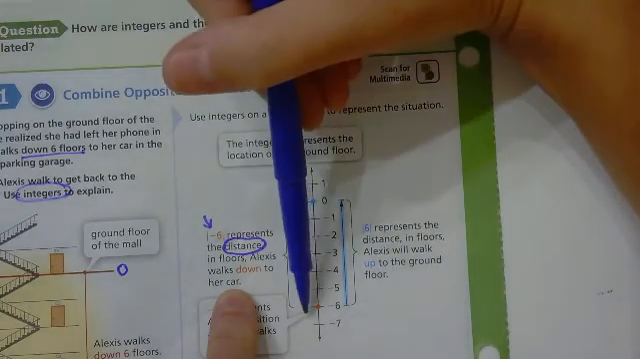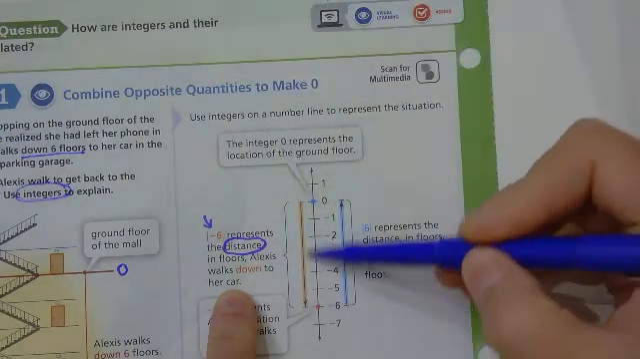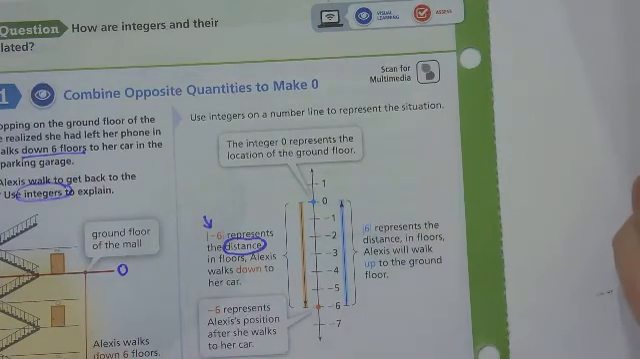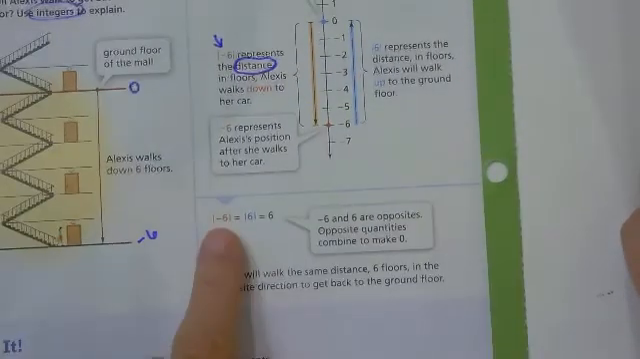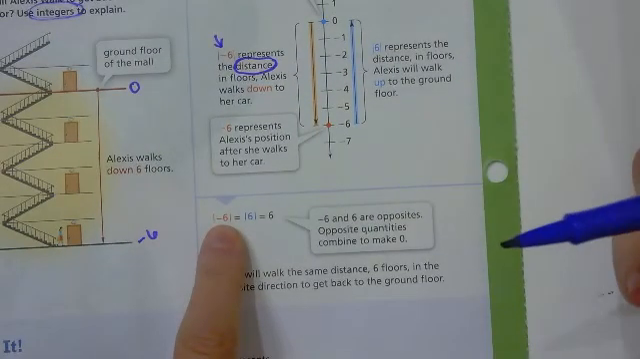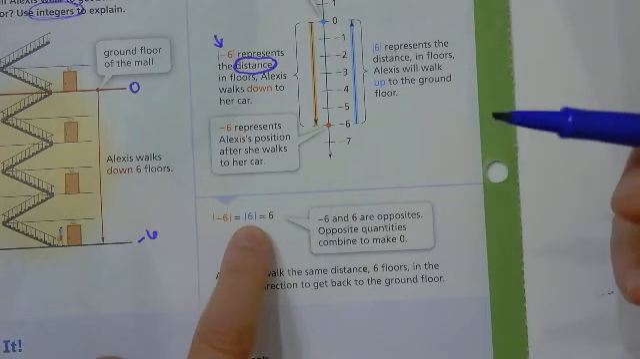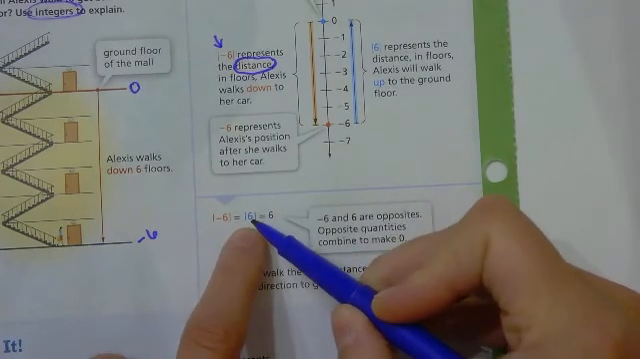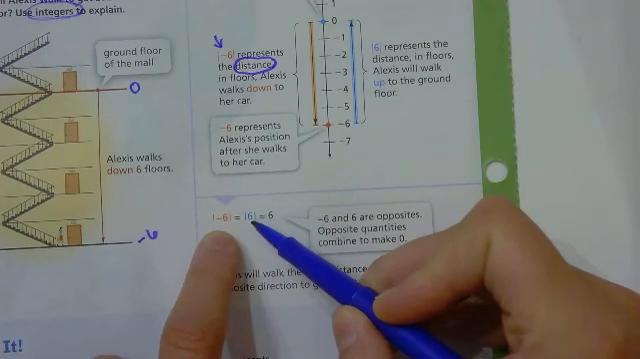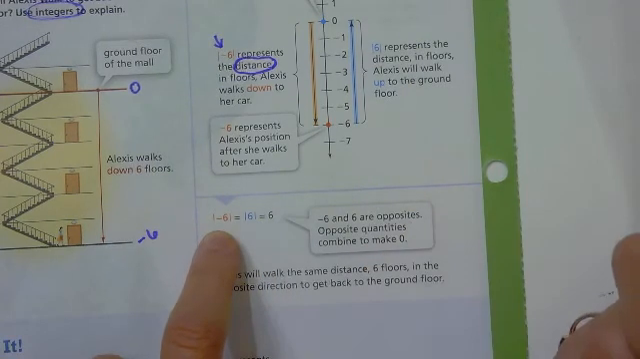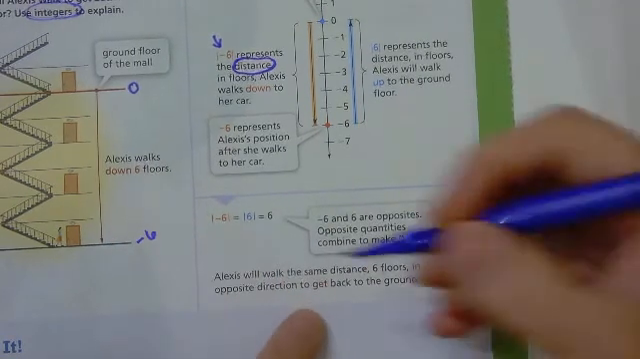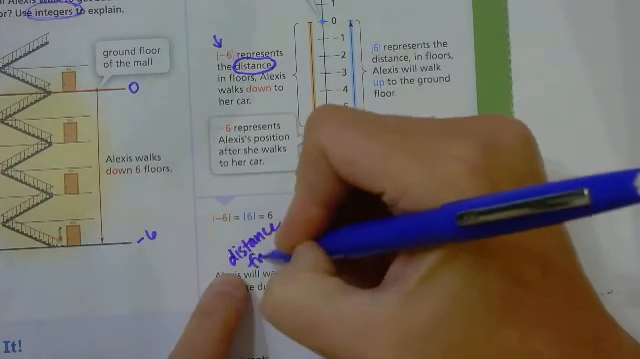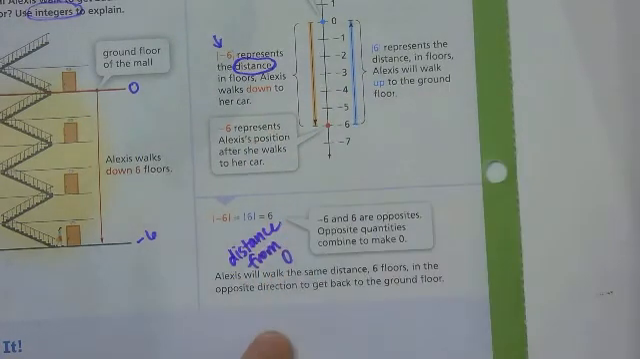Yes, she goes down to -6, but that distance is still how far from the ground floor, or how far from 0, and that would still be 6. The absolute value of -6 is the same as the absolute value of 6, because we know that -6 and +6 are both 6 units in distance from 0. So you want to think about distance from 0.